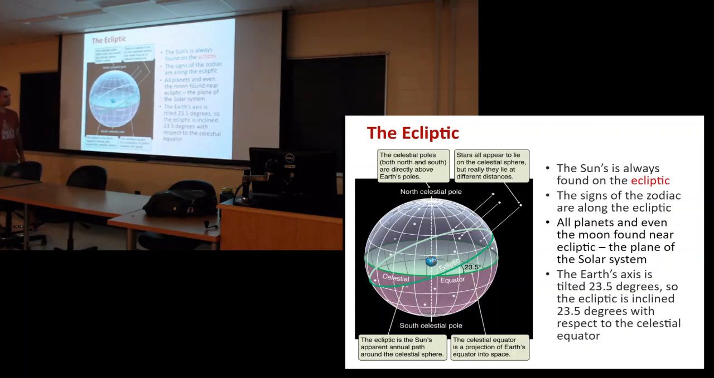Were the signs of the zodiac only in the northern hemisphere, or were there people in the southern hemisphere that were doing this also? Were they also doing that? That's a good question that I don't know the answer to.